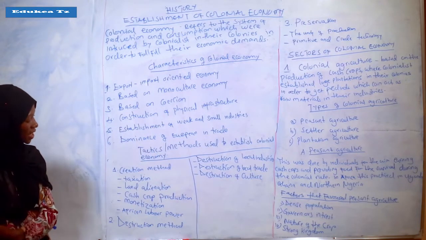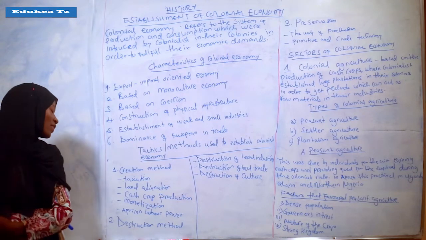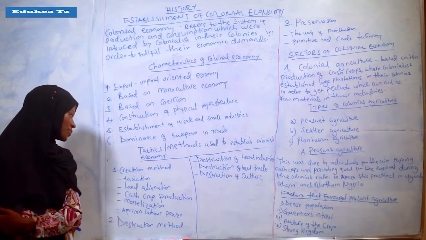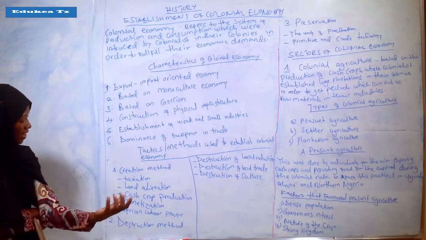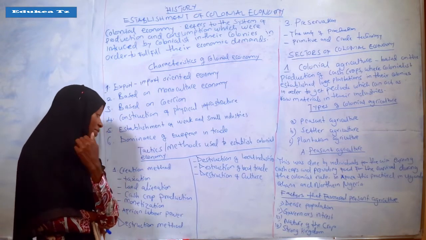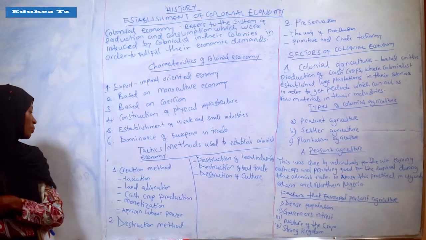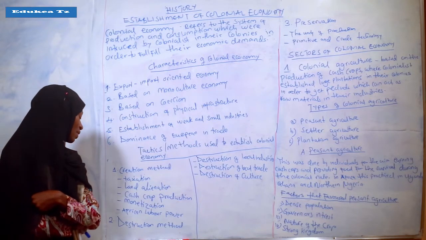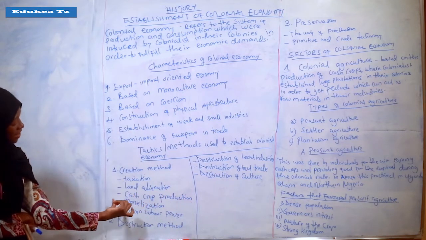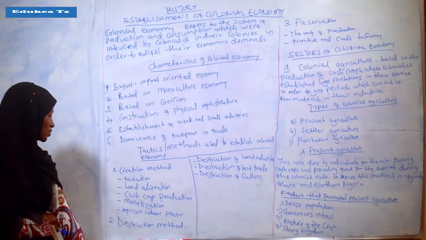Another is land alienation. They grabbed the land from Africans and they planted their cash crops. Another, cash crop production. Before the coming of Europeans, Africans produced food crops. So they came with the cash crops like sisal, cotton, cocoa, and so on.